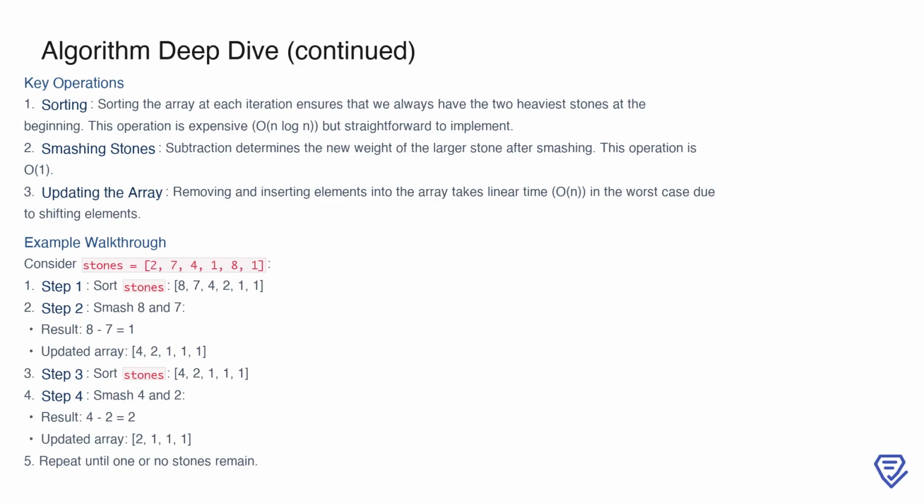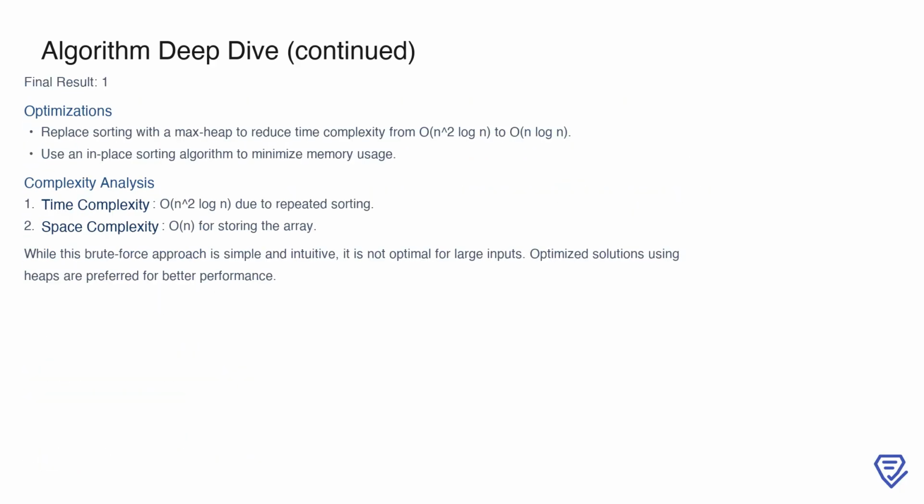Suppose we have stones equals 2, 7, 4, 1, 8, 1. First, we sort them to get 8, 7, 4, 2, 1, 1. Smashing the two largest stones, 8 and 7, leaves us with a new stone of weight 1. The updated array becomes 4, 2, 1, 1, 1. Sorting again gives 4, 2, 1, 1, 1, and smashing 4 and 2 leaves a new stone of weight 2. This process continues until only one or no stones remain. After following this process, the final result in our example is 1.